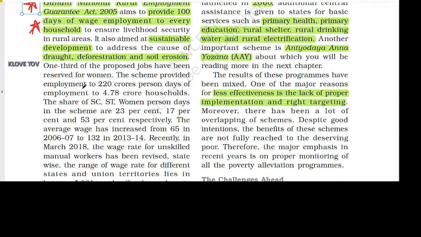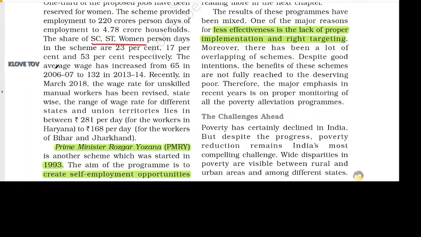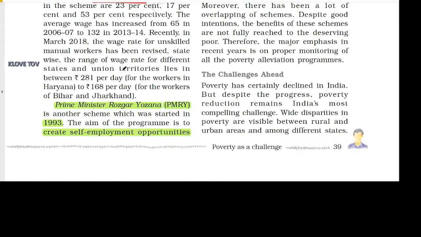The scheme provided 220 crore person days of employment to 4.78 crore households. The share of SC/ST/women person days in the scheme are 23%, 17%, and 53% respectively. The average wage has increased from 65 in 2006-2007 to 132 in 2013-14. Recently, in March 2018, the wage rate for unskilled manual workers has been revised.